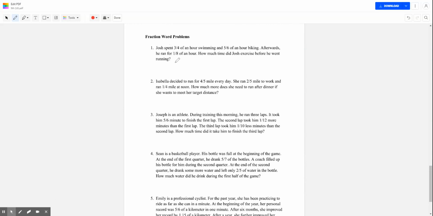Fraction word problems. Josh spent 3/4 of an hour swimming and 5/6 of an hour biking. Afterwards, he ran for an eighth of an hour. How much time did Josh exercise before he went running? This is a simple addition problem.